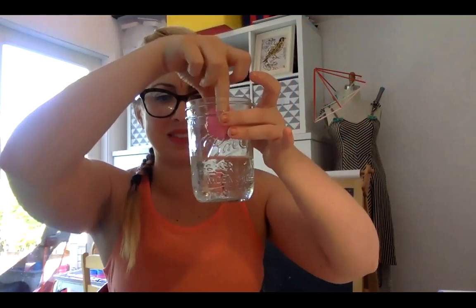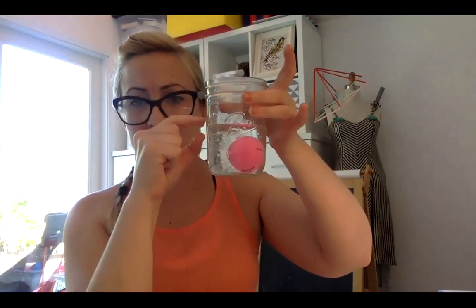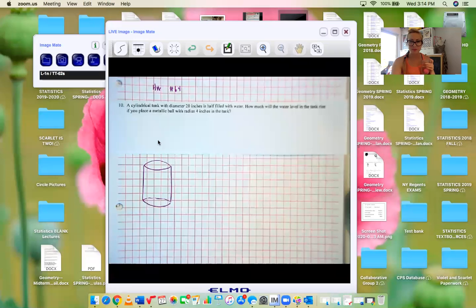So these are good visualizations. So I'm going to drop this into my water glass like that. And I'm looking at how much did that water level rise after I dunked it into my glass of water. Okay, so let me do my split screen and show you how to work it. Okay, so here we go.